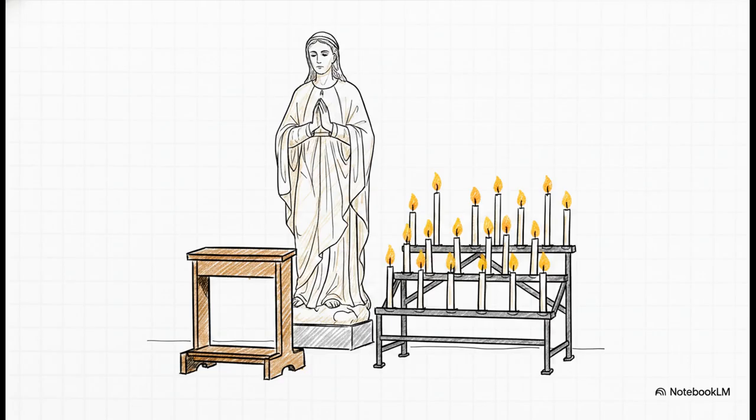You'll often find these figures positioned by a dedicated side altar. Just imagine stepping away from the bustling main congregation into a quiet little alcove. You've got a physical kneeler and a rack of flickering votive candles casting this warm glow on the stone. That entire physical setup, right down to the lighting and the posture of kneeling, is specifically designed to let people spend time in completely quiet, personal prayer.